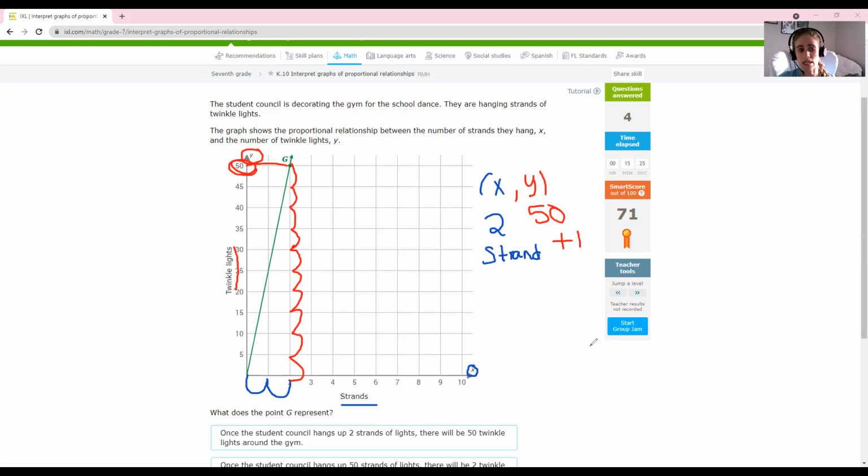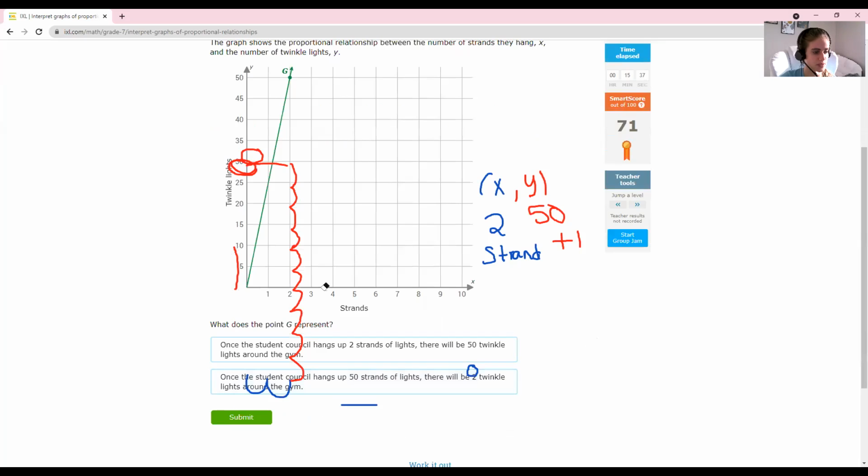When I read my options, I need to make sure what is being discussed is that we have 2 strands, and that contains 50 twinkle lights. Let's erase some of this here so we can read it. Once student council hangs up 2 strands of lights, there will be 50 twinkle lights around the gym. Yeah, that does match. I'm going to read the second one just to make sure. Once the student council hangs up 50 strands of lights, there will be 2 twinkle lights around the gym. Nope. Clearly, we have stated 2 strands, 50 twinkle.